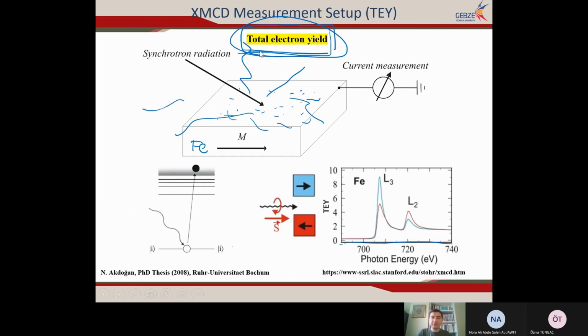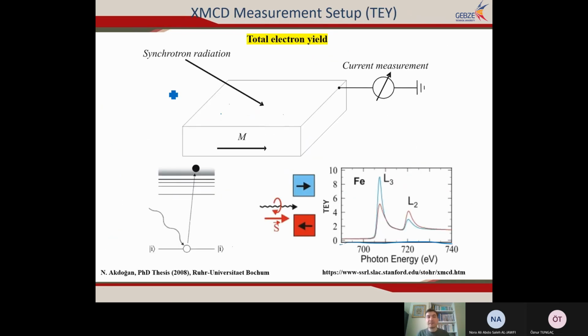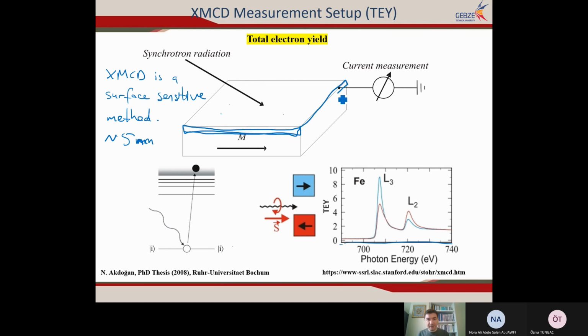Here, I would like to tell you something else. This XMCD is a surface sensitive method, okay? I will explain why. I'm talking about more or less 5 nanometers, okay? So you can get information from this 5 nanometers close to the surface, more or less. Why 5 nanometers? Why is this method surface sensitive?